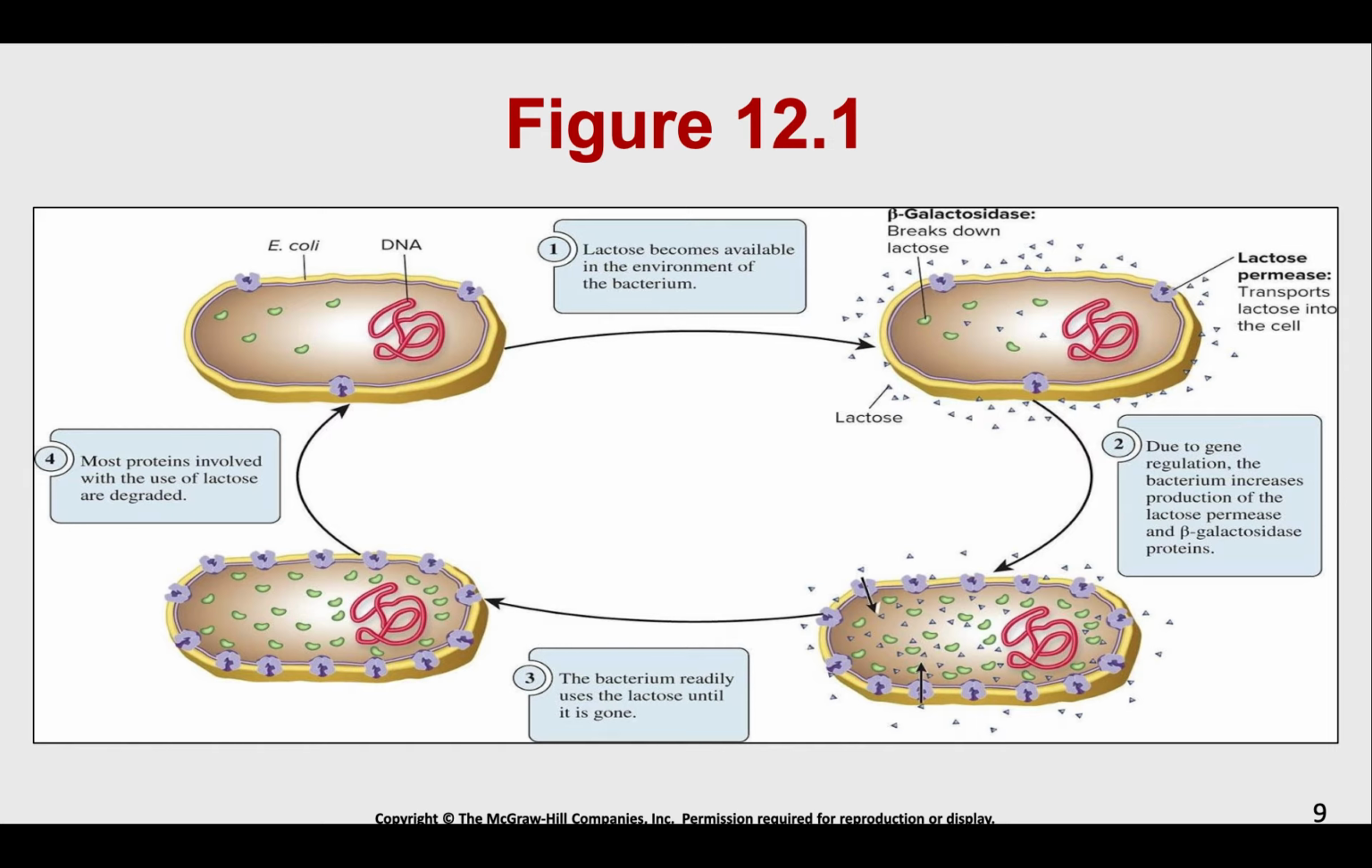All right, so I have this nice image up here. We can see lactose becoming available as these triangles outside of the cell. As it becomes available, we notice that these two proteins that the cell is making multiply, and we have many, many more of them. They're breaking down that lactose. Once lactose is gone, these proteins are going to degrade because we don't need them anymore. So that's a good example of how the environment is influencing gene expression. And that's the whole concept of epigenetics.